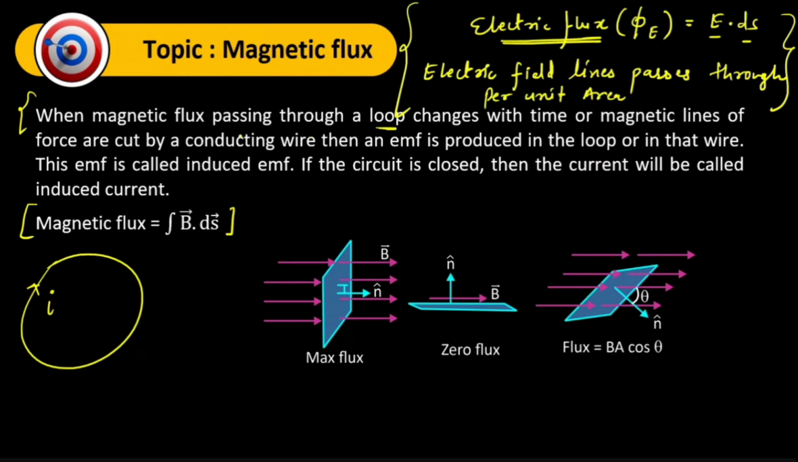When the magnetic flux passing through a loop changes with time, or magnetic field lines are cut by a conducting wire, then an EMF is produced in the loop or in that wire, and this EMF is called induced EMF. If the circuit is closed, then the current will be called induced current. In order to understand this definition to a greater extent, first of all, let us understand what magnetic flux is.